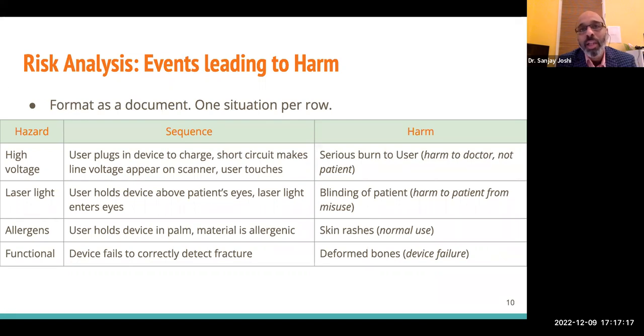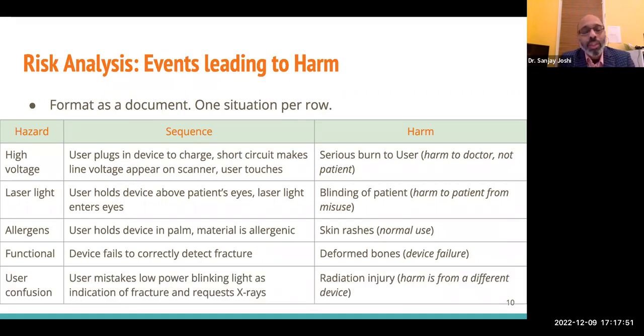And then the net result from that, and this is where you have to actually think of the harm. The fact that you fail to detect a fracture is not the harm, but if the fracture goes unnoticed, what could happen? Of course there will be some pain to the user, but in the end it could lead to deformed bones, and that's a type of device failure that you have to look at. Sometimes from a hazard there could be different kinds of harms, and we usually consider the worst harm.